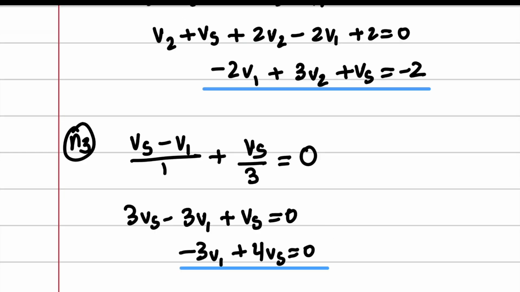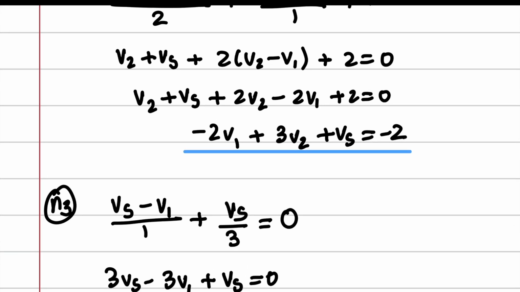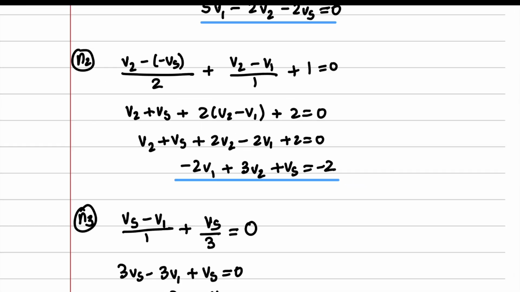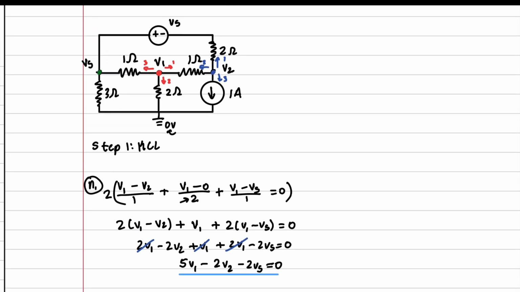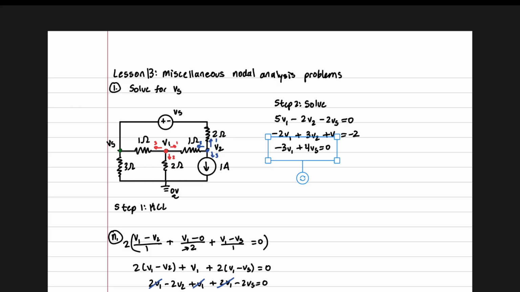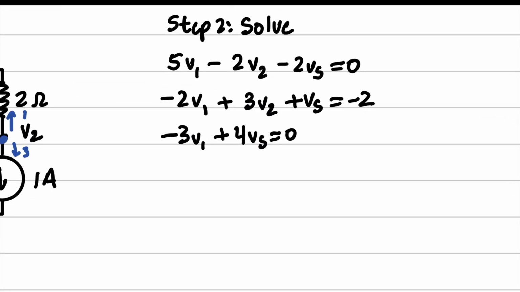Now, notice here we have 3 unknowns and 3 equations, so we're going to go ahead and put this into a matrix. So step 2 is to solve this. Now, notice here I'm going to actually line this up. Normally I'm not going to do this, but for the sake of this intro video, I'm going to do that. So there is 0 V2s right here. And now we're going to plug it into a matrix.